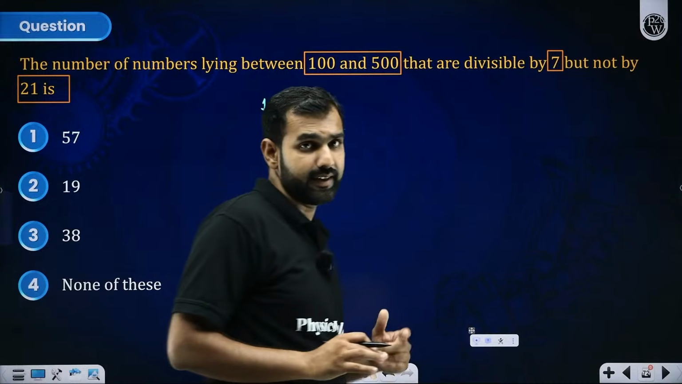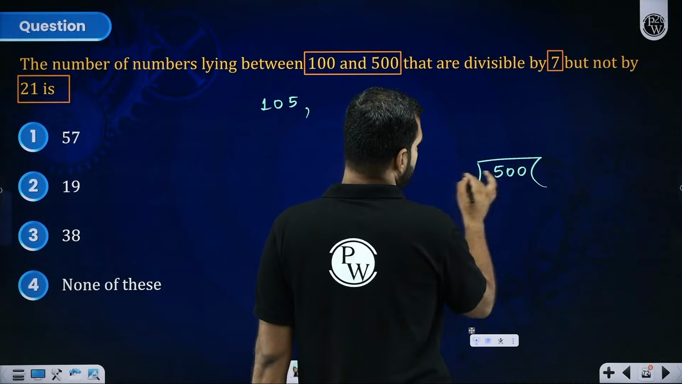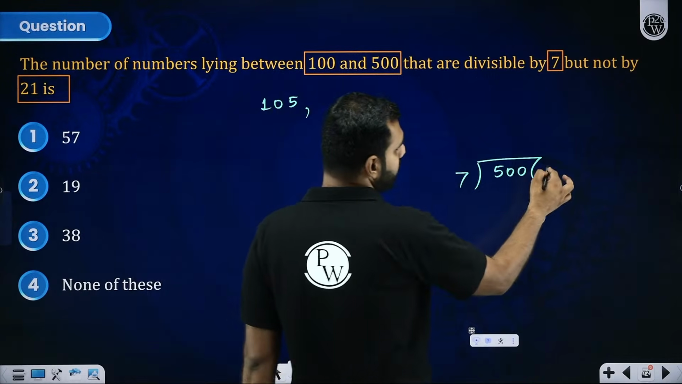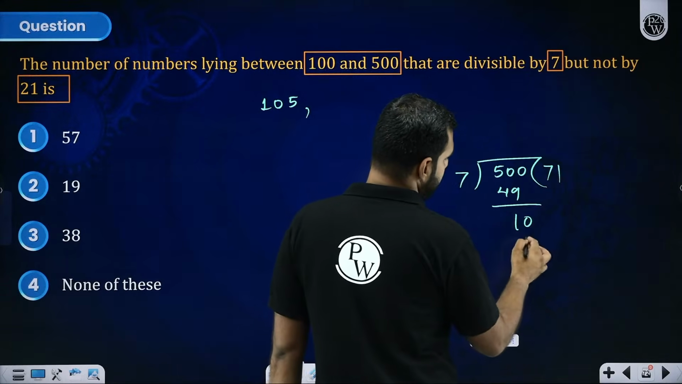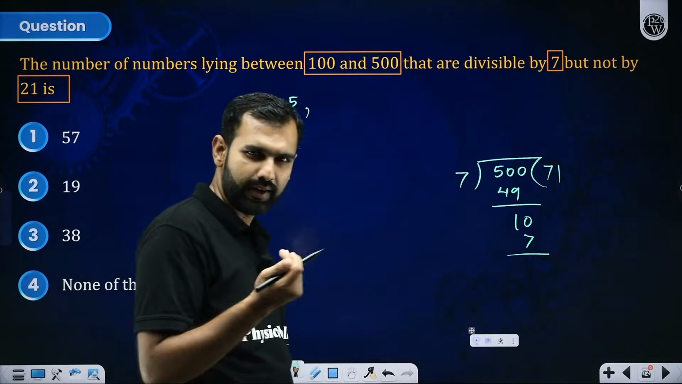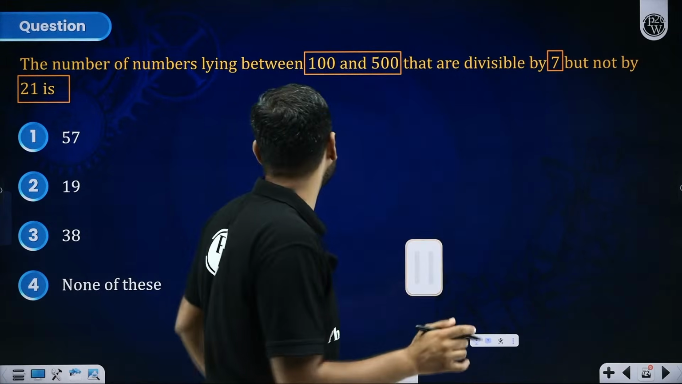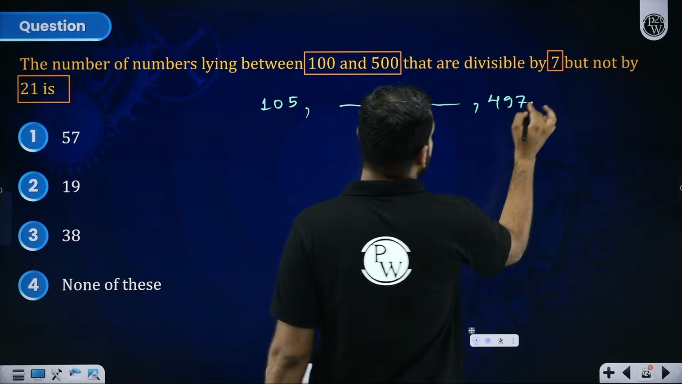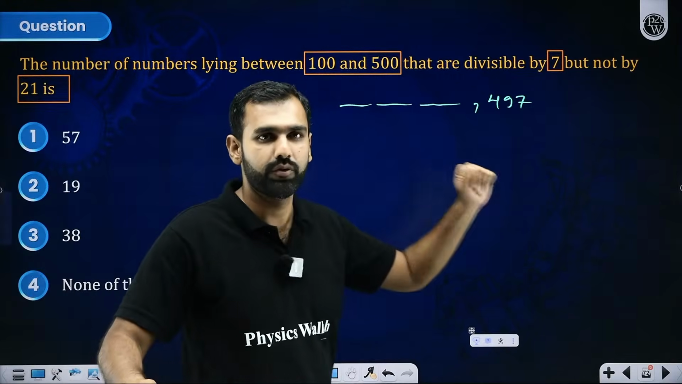But 500 I think is not divisible by 7. Let me check it. When I divide 500 by 7, what do I get? Pay attention everyone. 500 when divided by 7 gives you 7 into 7, 49. Remainder is 1. 7 into 1, that's clearly 3. So remainder is 3, which means if I come 3 units back, which means 497, that will be the last term which will be divisible by 7.